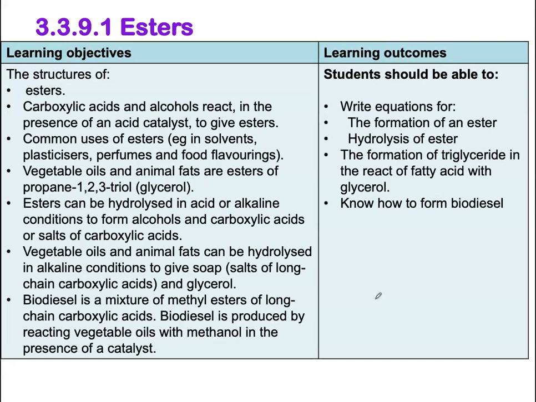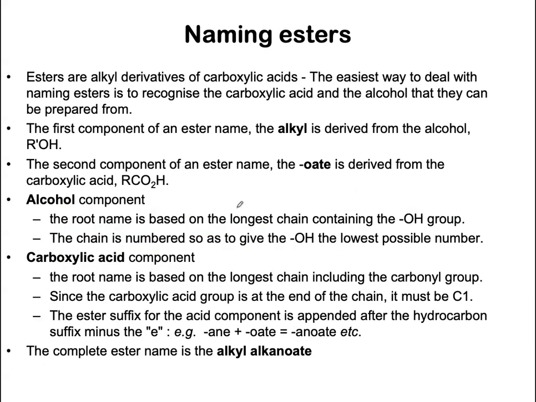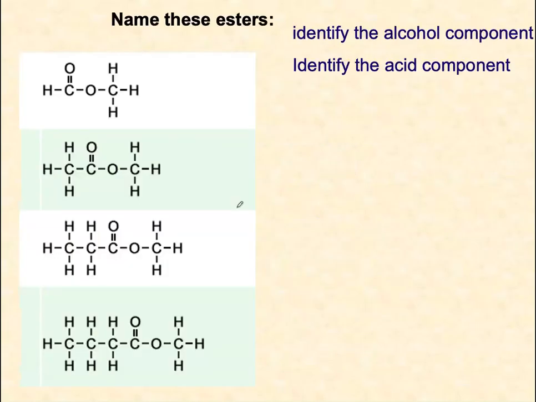Moving on to esters then. Esters are formed in a reaction between carboxylic acid and alcohol. That's what an ester is. Let's look at the naming of an ester. An ester is named from the alcohol and the carboxylic acid it's made from.